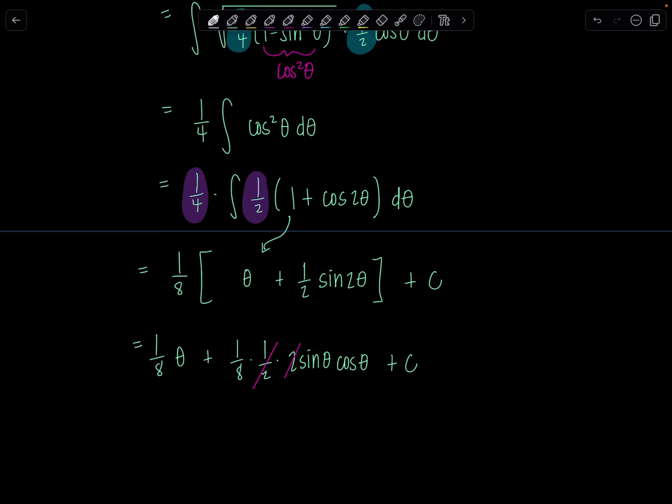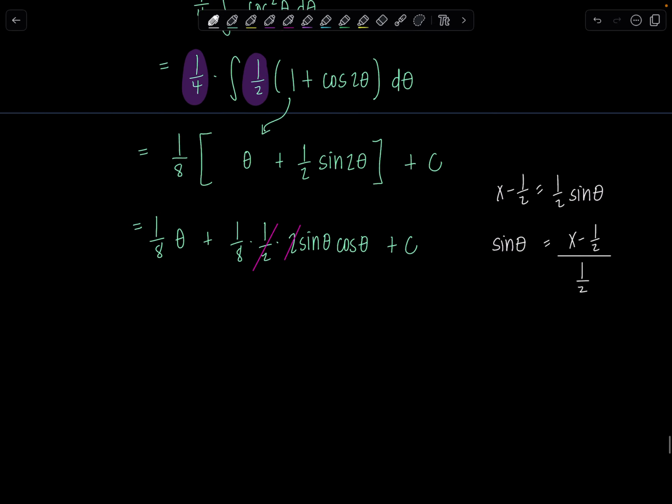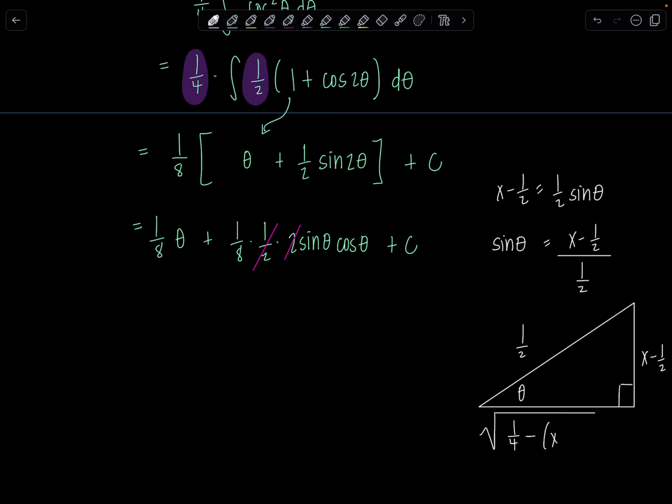So go back to the original trig sub that you did. Do you remember we let x minus 1/2 equal 1/2 sine theta? So just rearrange things. That means sine theta is x minus 1/2 over 1/2. So draw yourself a little right triangle where that's the case. It need not be to any sort of scale, so just relax. So sine is the ratio of opposite over hypotenuse. And then that missing side would be the square root of 1/4 minus x minus 1/2 squared.